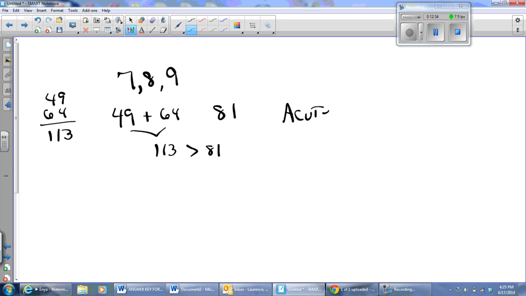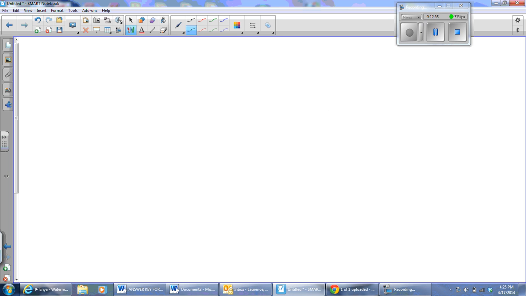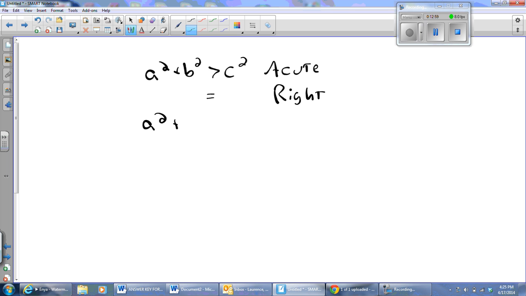So what did we learn today? Well, we learned that the two smaller sides added together have to be greater than the third side. And we also learned that if a squared plus b squared is greater than c squared, we have an acute triangle. If they're equal, we already knew that it's a right triangle. And if a squared plus b squared is less than c squared, we have an obtuse triangle.